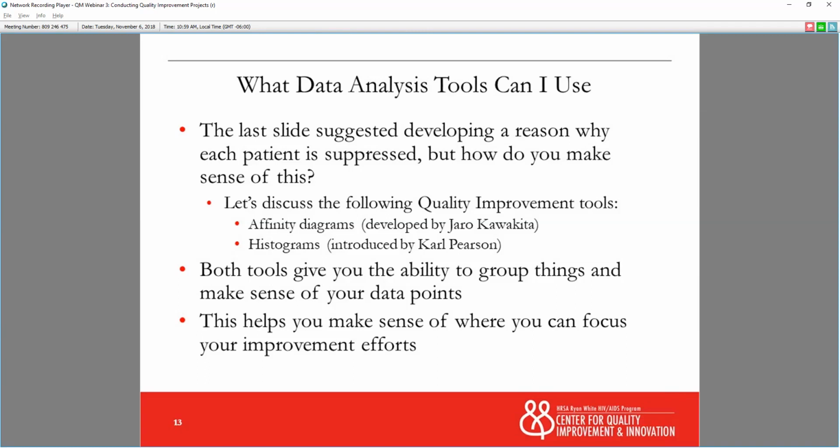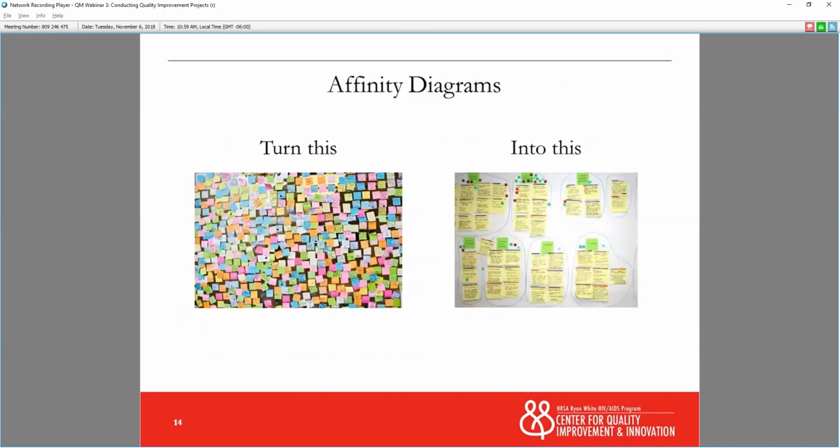And then from there, you focus your improvement efforts, right? Now, there's other things that can help you focus your improvement efforts too. And I'm going to talk to one that's in here.